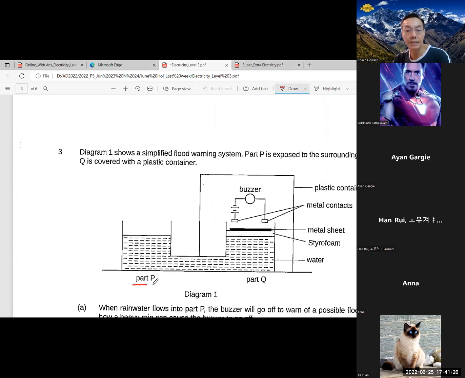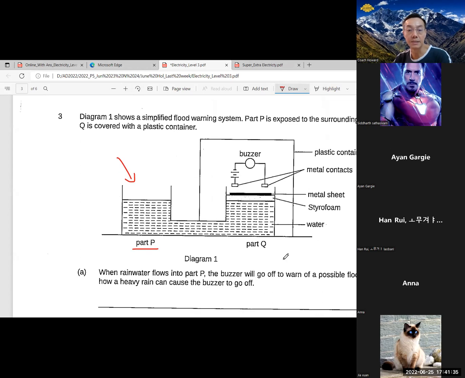Part P is exposed to the surrounding. That means this is open. And part Q is covered with a plastic container. So when rainwater flows into part P, the buzzer would go off. Go off means it activated, the alarm is sounded to warn of a possible flood. Take note, you have to explain how a heavy rain can cause the buzzer to go off.